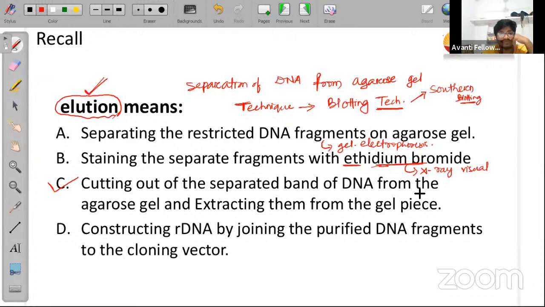Next one is your construction of rDNA by joining the purified DNA fragments to the cloning vector. That is your rDNA का formation, and I can say this one is your ligase के वजह से ये होता है. ठीक है. So this is also not your answer. Option C will be the correct answer. I hope this is clear to everyone. हाँ, correct, Sivraj, exactly, Sivraj.